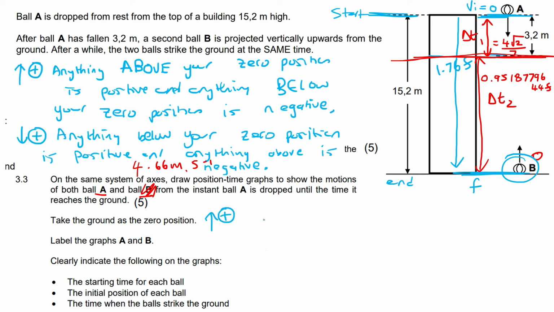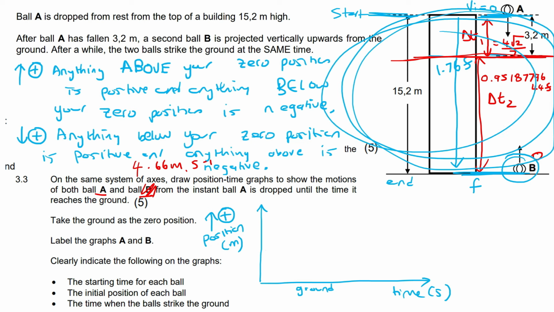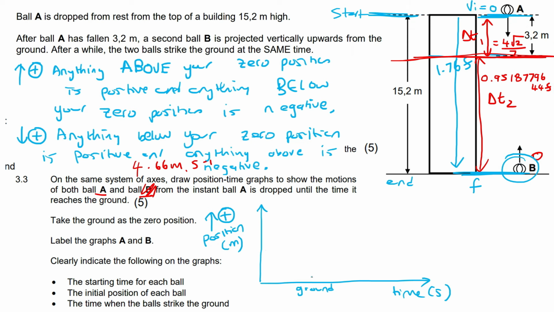Let me just quickly give you the basics, and then I'll go through it in detail. Obviously you would have an x and a y axis, where your x axis is time in seconds, and then your y axis is position in meters. Remember they asked us to choose the ground as the reference. So this is the ground. Anything above your zero position is positive. Can we agree that all of this is above the ground, and the ground is our zero position? So that means our entire graph is going to take place above.